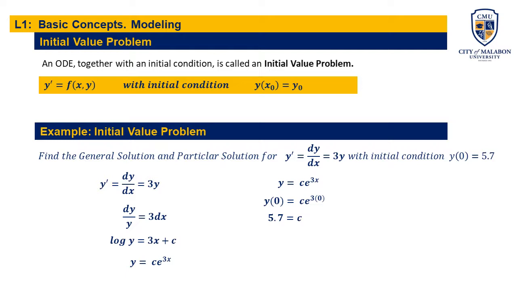We then go back to our general equation and substitute our c, or the constant, to get our particular solution. And that will be y is equal to 5.7 e to the 3x. Okay, so that's an example of an initial value problem.